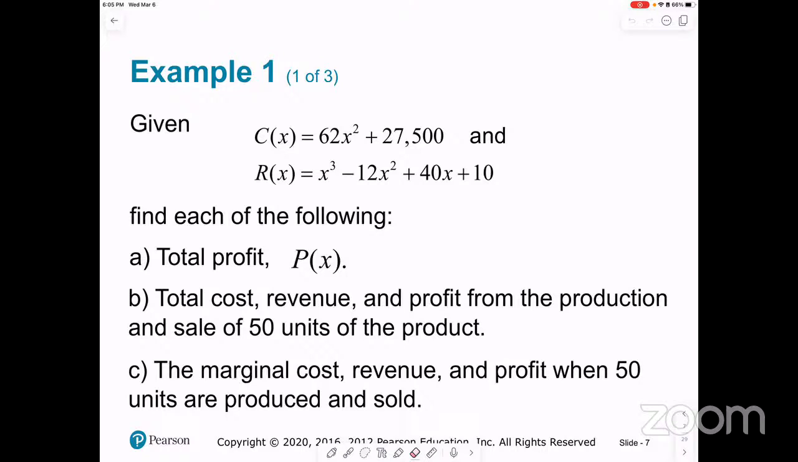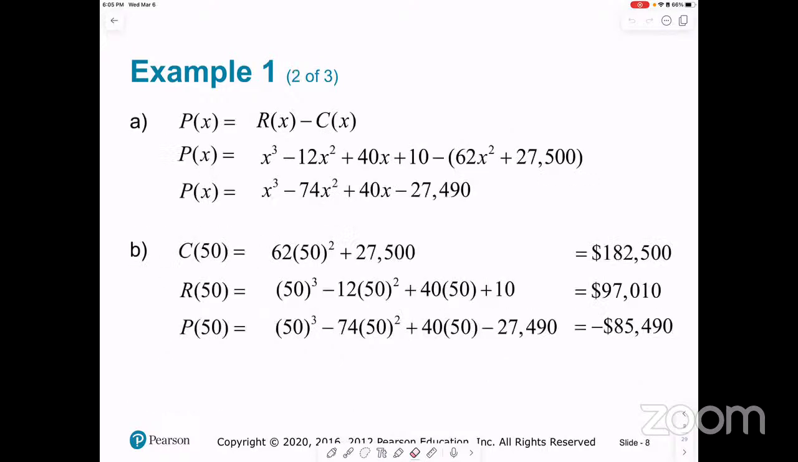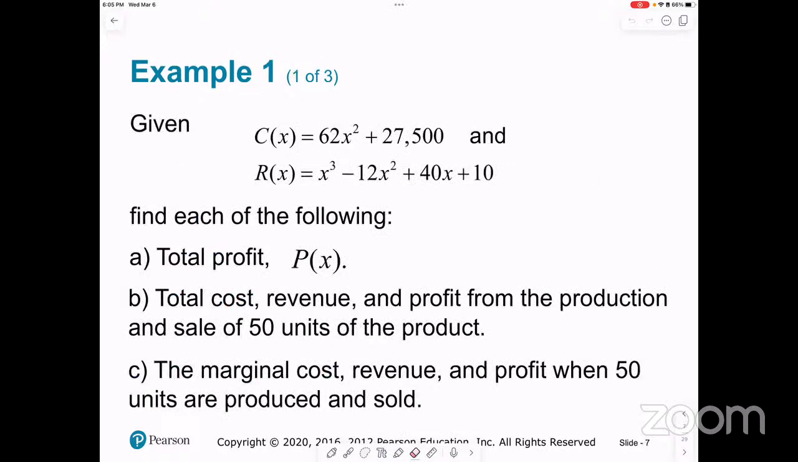Let me see something. No, I want to see that. Calculate something real quick.